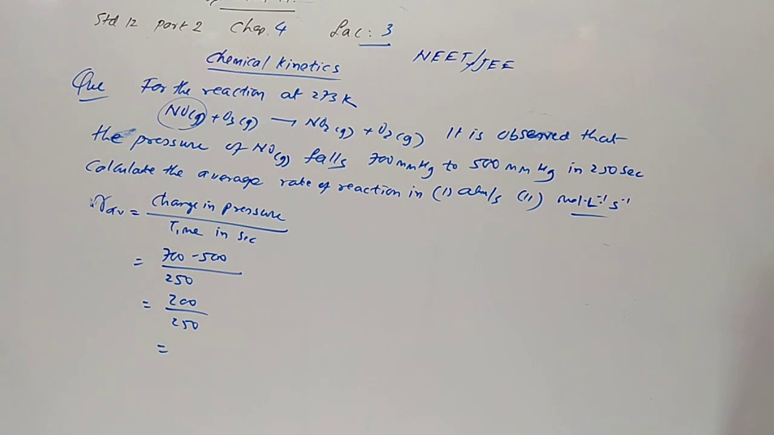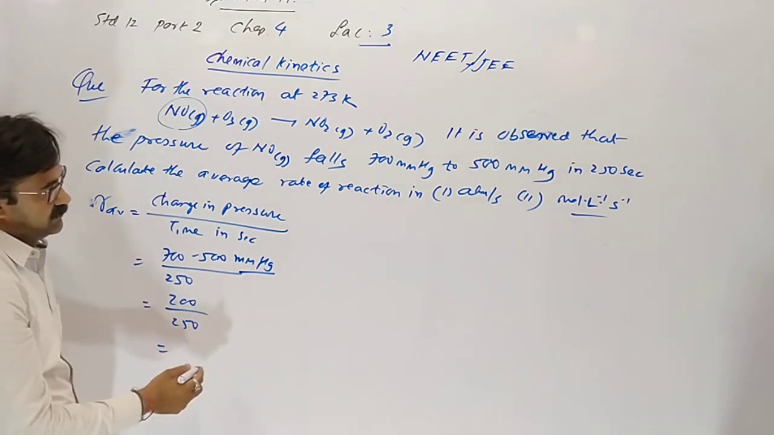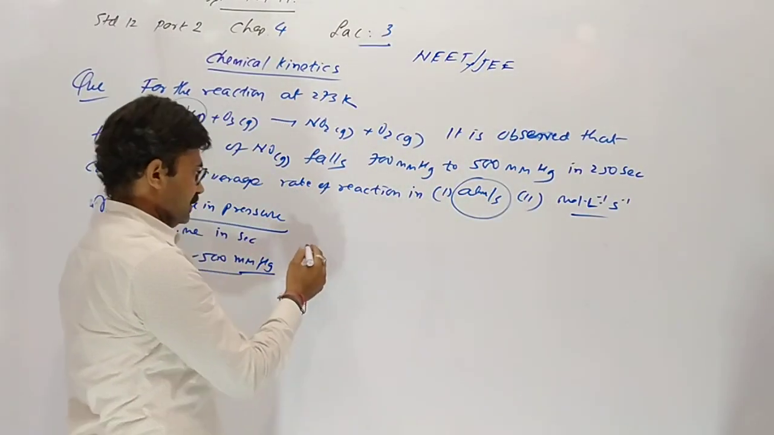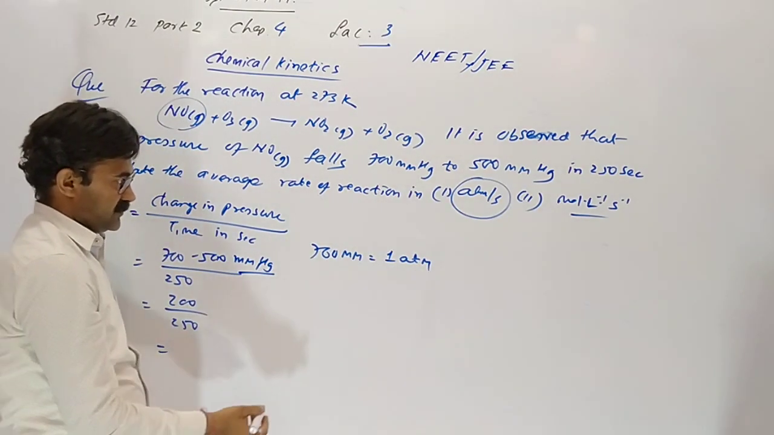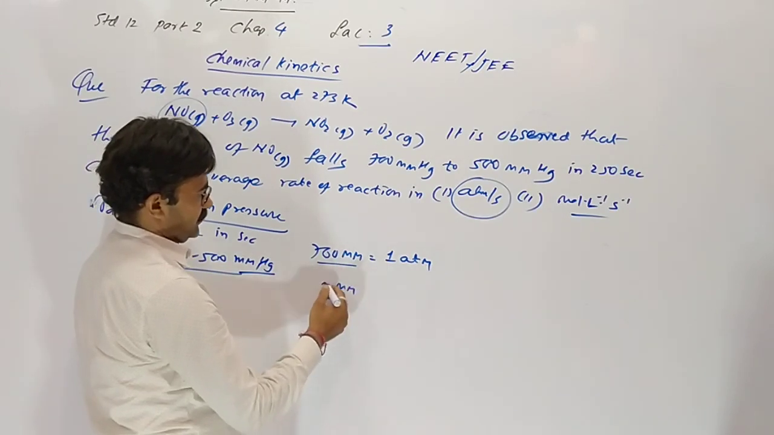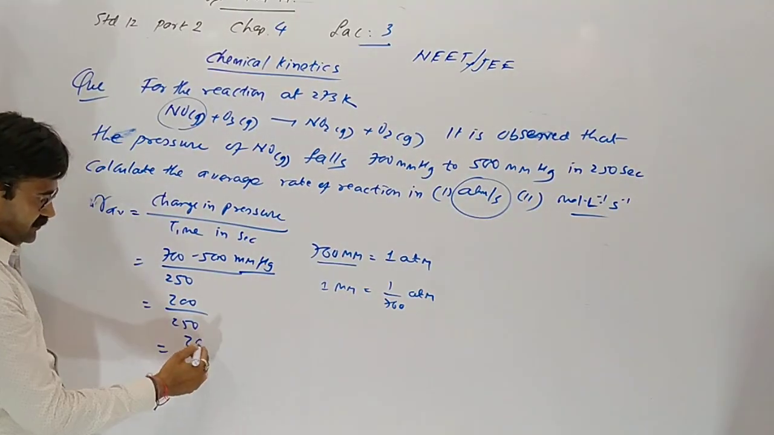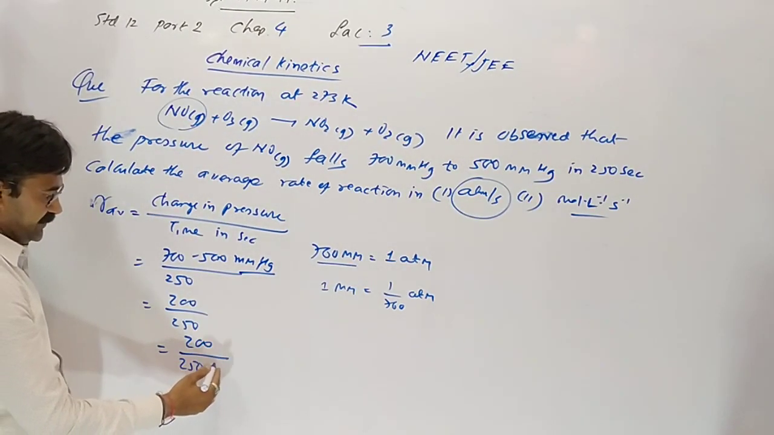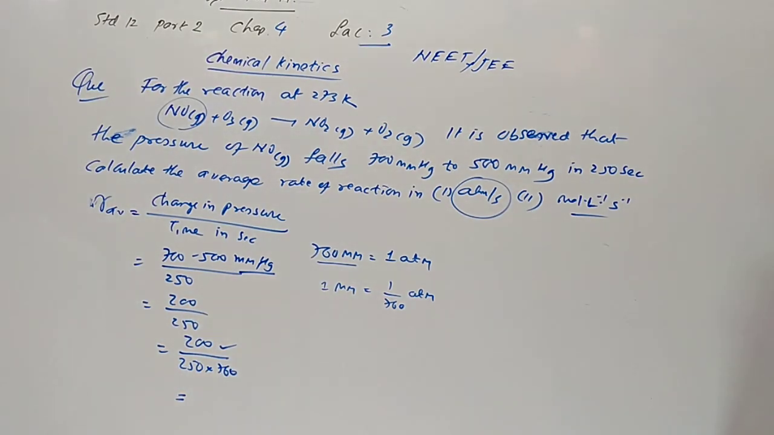But here it is in millimeter, don't make a mistake. We have to take answer in atmosphere per second. 760 millimeter is equal to 1 atmosphere. So when we convert millimeter into atmosphere, we have to divide by 760. So 200, 250 and 760. So we get answer in atmosphere per second, and answer is 1.053 into 10 raised to minus 3.